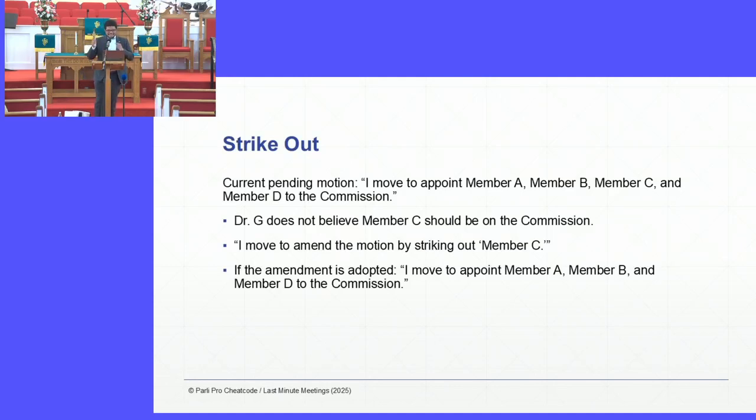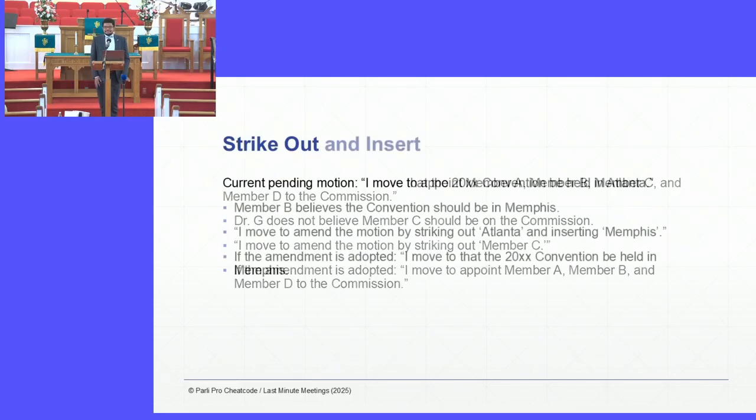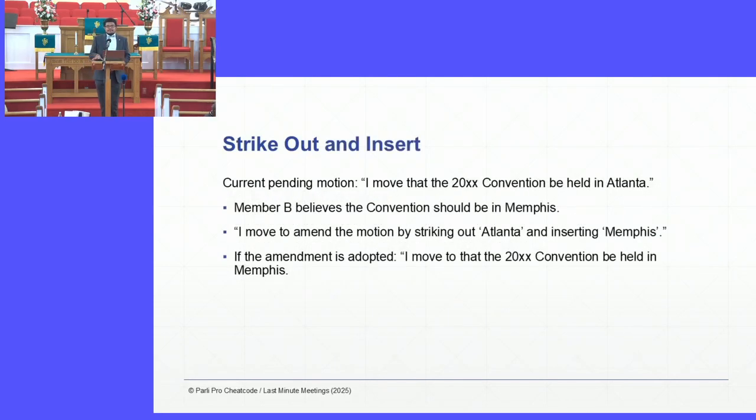But Dr. G said C shouldn't be on the commission, right? And so the motion might be, well, I move to amend the motion by striking out C, right? So that amendment is adopted. It would be, I move to appoint A, B, and D to the commission, right? And so in that instance, you're striking things out from a list of things. Let's see, next slide. And then for amendment, finally, we have strike out and insert.